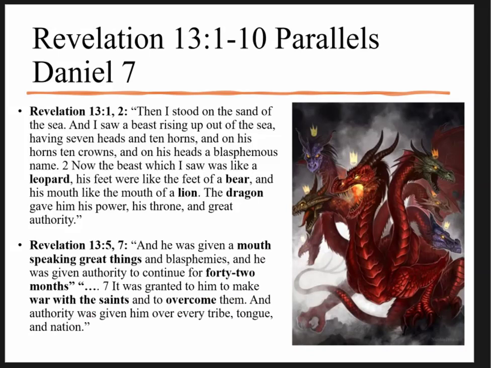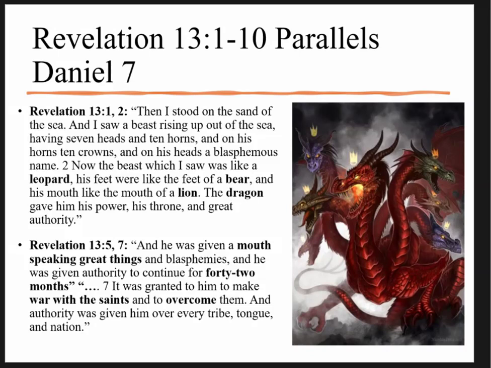Revelation 13:5-7. And he was given a mouth speaking great things and blasphemies, and he was given authority to continue for 42 months. It was granted to him to make war with the saints and to overcome them, and authority was given him over every tribe, tongue, and nation.